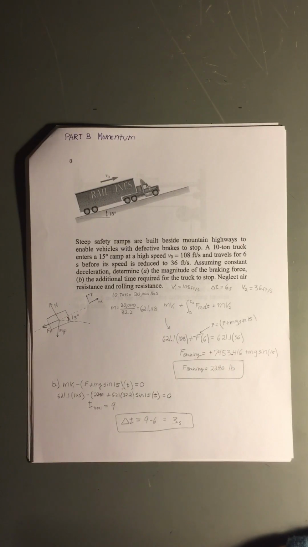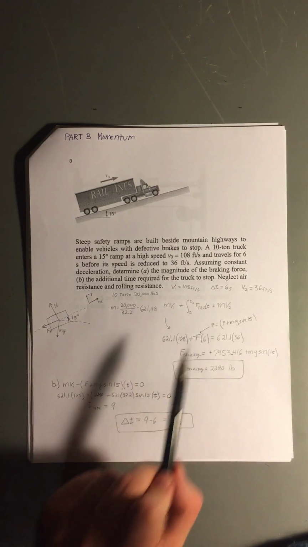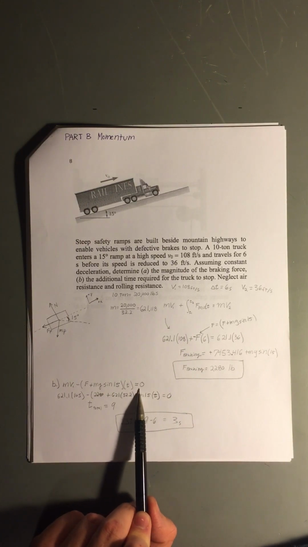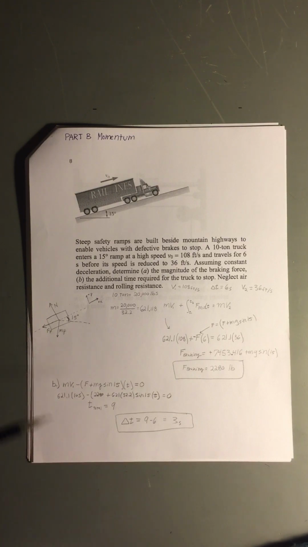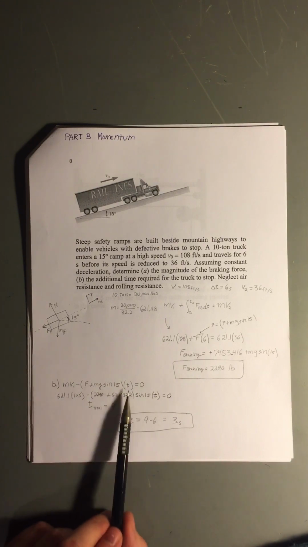And then in part B, we wanted to find the magnitude of the braking force in A, which is here, and then for part B, we wanted the additional time required for the truck to stop. And so what that means is when the truck is stopped, the velocity will be 0, so we can use the same equation and set the right hand side of the equation equal to 0. The braking force here is what we calculated in part A, so we have that, and now we have everything here except for the time.